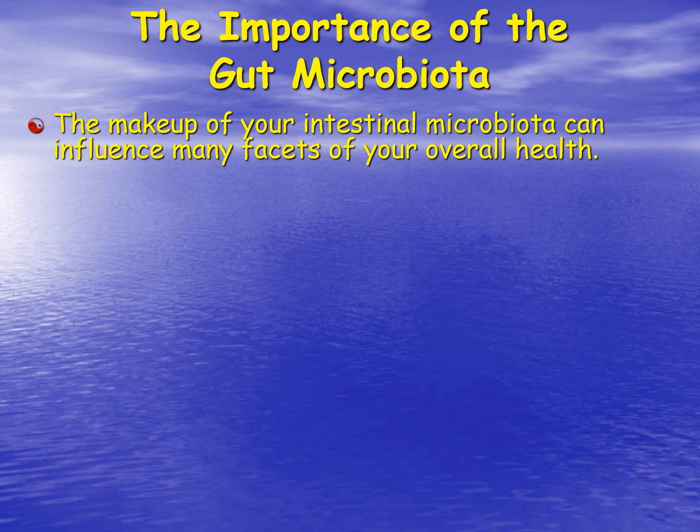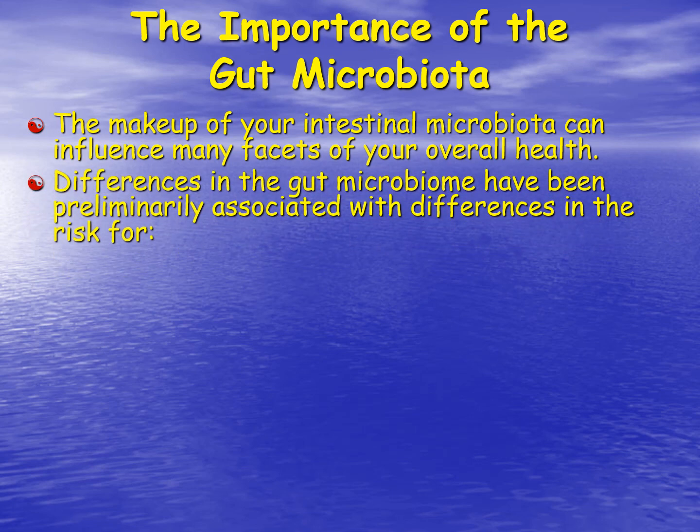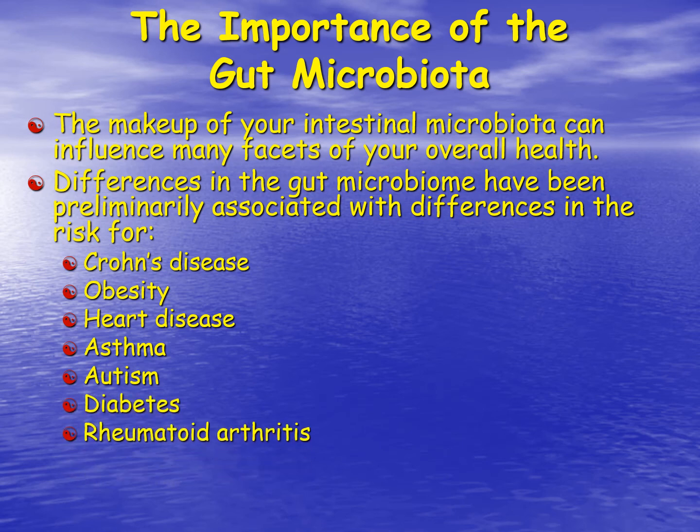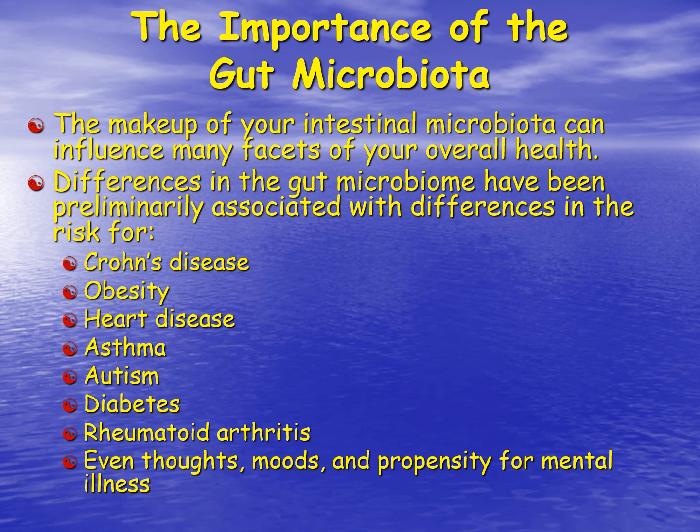Now, the gut microbiota. The makeup of your intestinal microbiota can influence many factors of your overall health. Differences in gut microbiome have been preliminarily associated with differences in risks for Crohn's disease, obesity, heart disease, asthma, autism, diabetes, rheumatoid arthritis, and even our mental health. So thoughts, moods, and the propensity for mental illness may actually have a link to the type of microbiota that you harbor in your gut.